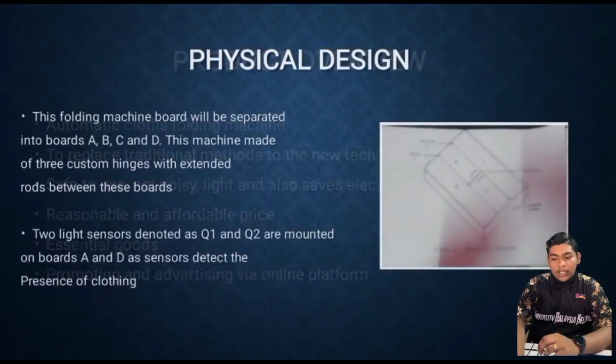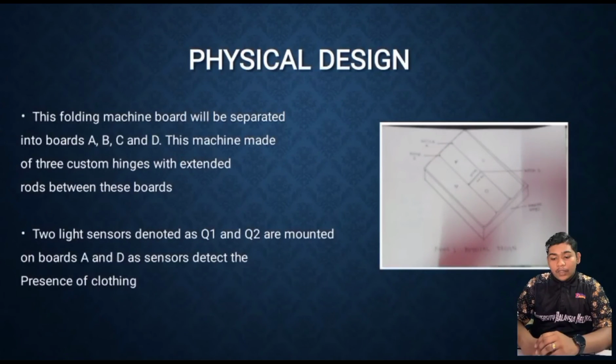The second is physical design. The folding machine board will be separated into boards A, B, C and D. This machine is made of 3 custom rings with extend rods between these boards. 2 light sensors denoted as Q1 and Q2 are mounted on boards A and B, as the sensors detect the presence of clothing.